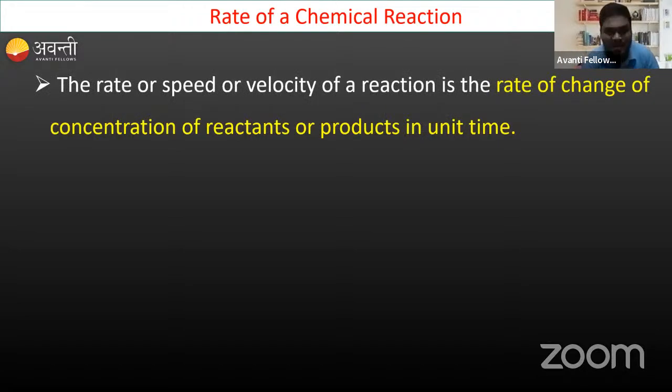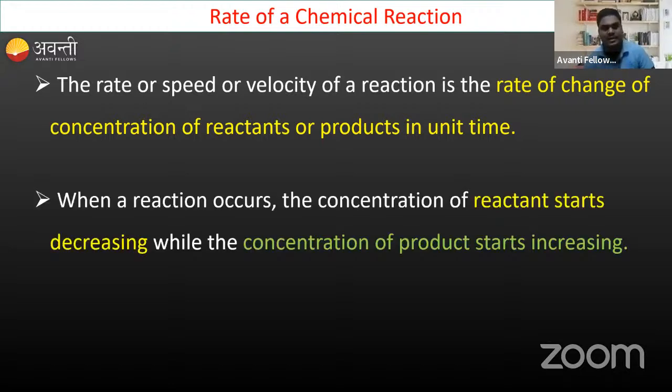So rate of a chemical reaction. How will you determine the rate of a chemical reaction? Basically the rate, speed or velocity of a reaction is the rate of change of concentration of the reactant or product in a unit time. This is known as the rate of a reaction, right? The rate or speed or velocity of the reaction is the rate of change of concentration of the reactant or product in a unit time. So this is known as the rate of a chemical reaction.